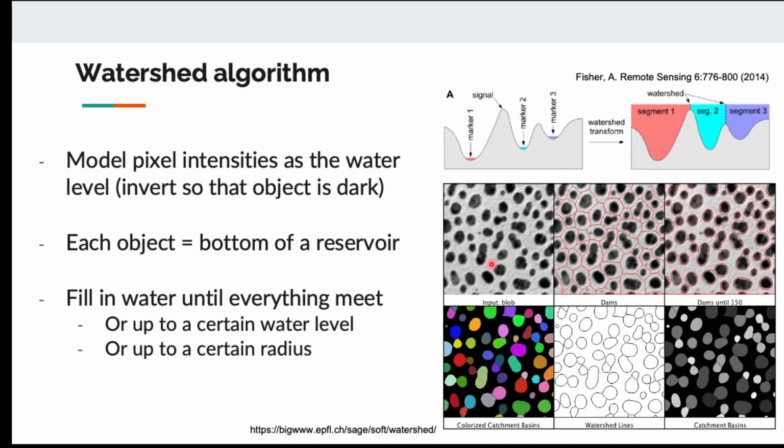In this case, we're going to flip the color. Instead of the black background and the bright foreground, we're going to flip the color to make the foreground brighter and the nucleus darker. Because we're going to imagine this as a geographic map, we're going to turn this image of a cell into a geographic map. The dark area means there is a hole. The bright area means it's high.